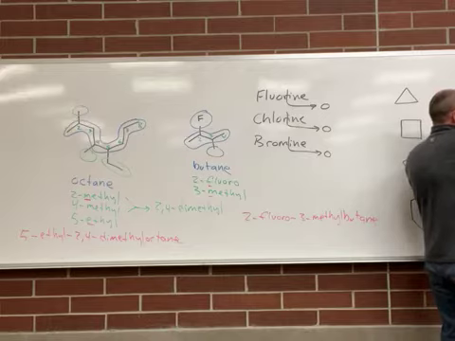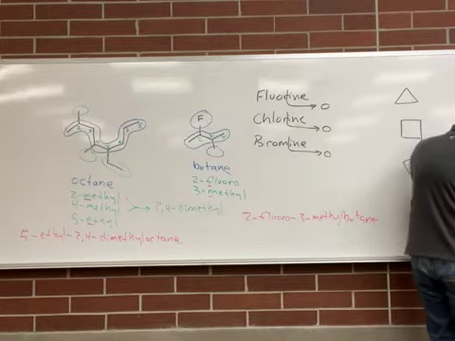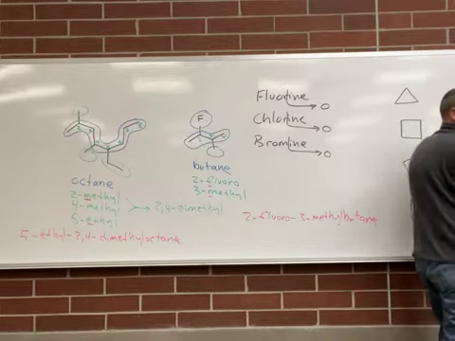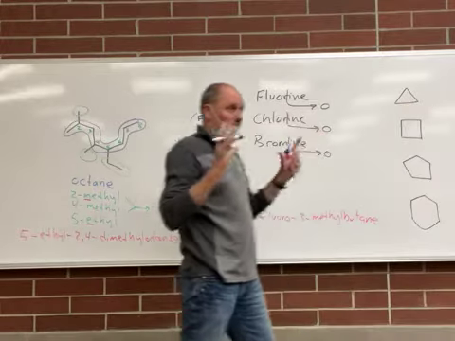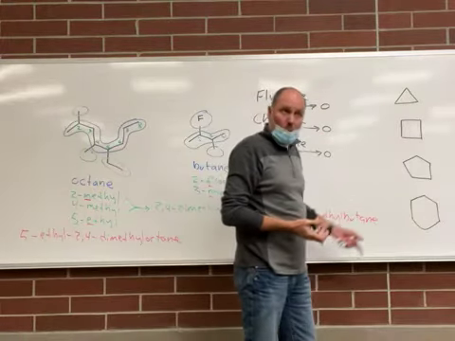There's a 6-membered ring here. There's a 6-membered ring there. There's a 6-membered ring here. There's a 4-membered ring and a 7-membered ring here. And you see these rings within all these natural products, so they become important to us.